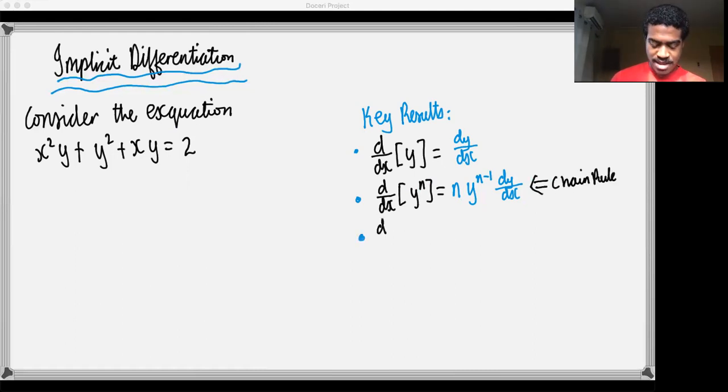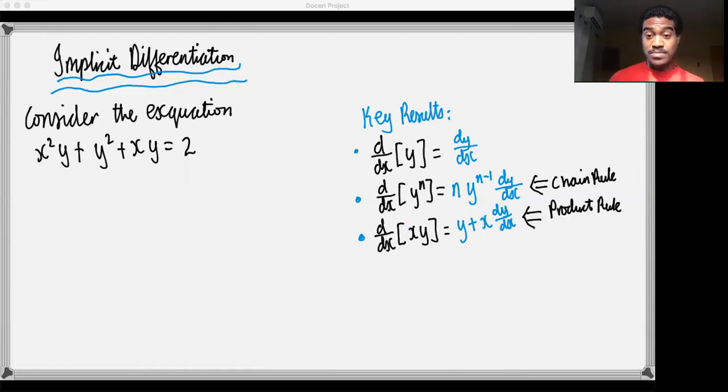The next little result we could look at is whenever you have x being multiplied by y, you would get this result here. This result is basically the product rule, because the derivative of x is 1 and 1 times y is y. That's how you get this first term. Then the derivative of y is dy/dx, and dy/dx times x is x dy/dx. So this employs the product rule.